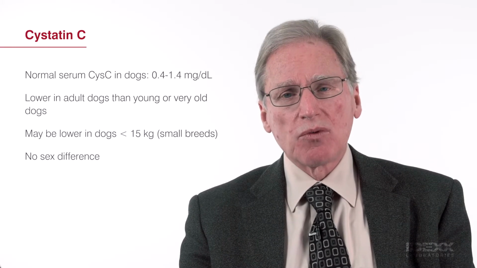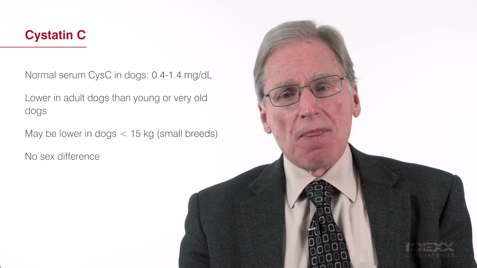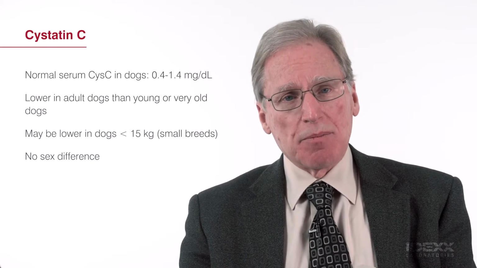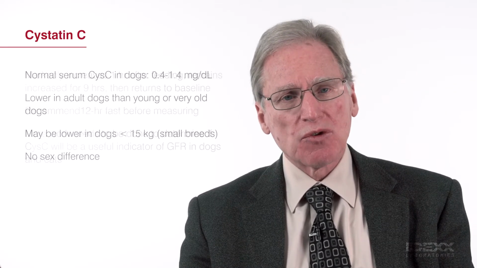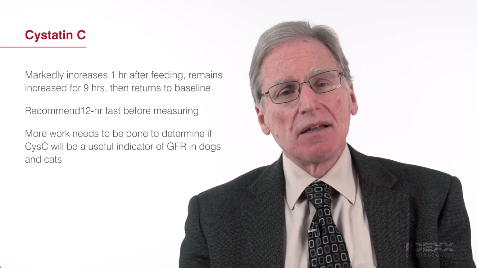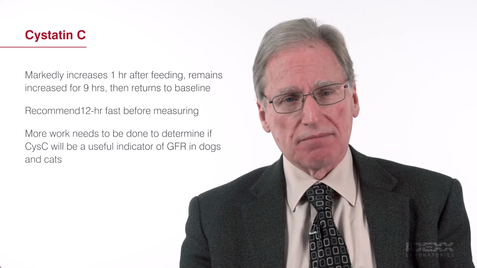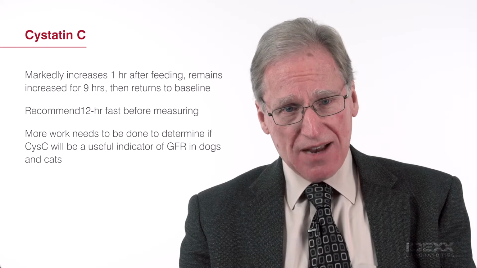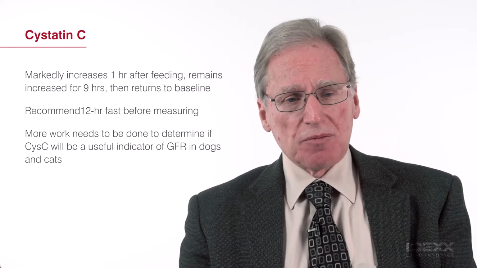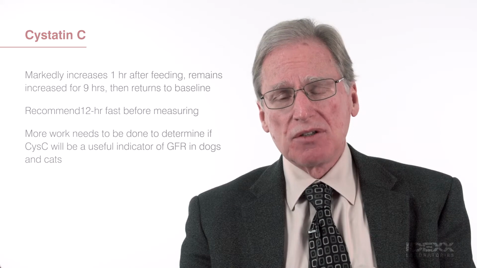The normal values in dogs are about 0.4 to 1.4 milligram per deciliter. The big issue with cystatin C, I believe, is that it is affected by feeding. So the concentration changes quite dramatically after feeding, and you really need to fast the animal for 12 hours before measuring it. So that is an important limitation of this test. There are a number of other factors with cystatin C where it's influenced by other disease states, inflammation, certain drugs, and so we really don't know enough about it yet to know if it's going to be a valuable test in dogs and cats as an indicator of GFR.